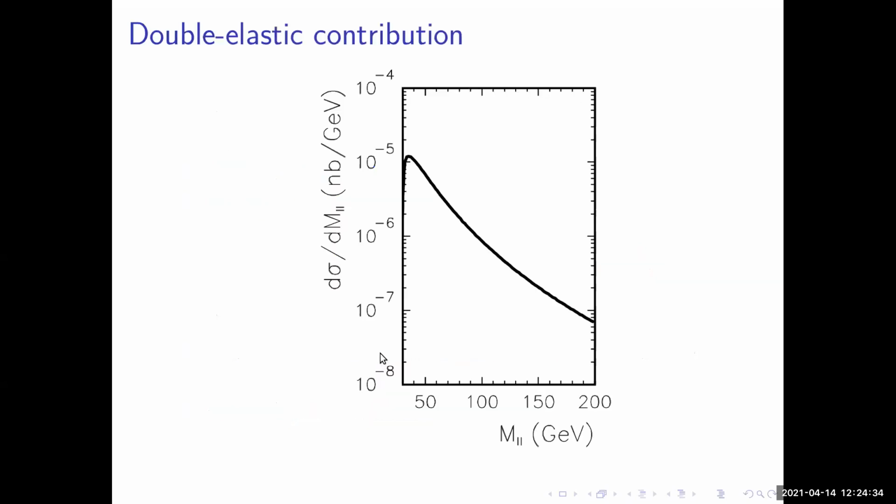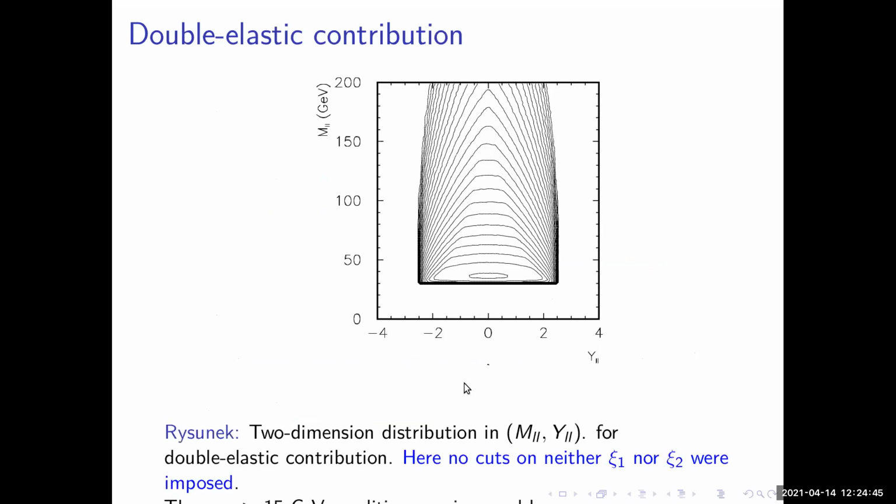So what can we do? We can do many measurements. We can calculate the invariant mass distribution of the dilepton pair. So this is one distribution. Very interesting is the two-dimensional distribution. Here is the rapidity of the lepton pair and mass of the lepton pair. Here are results without cuts on Xi1 and Xi2.